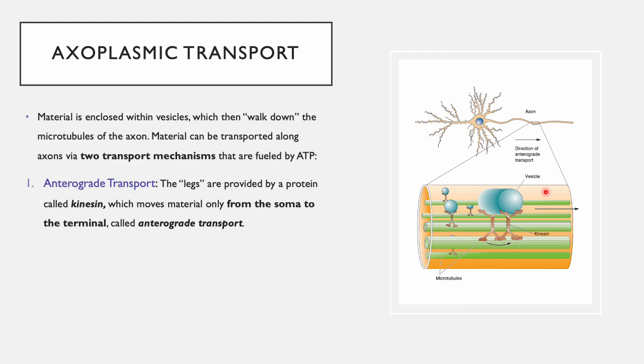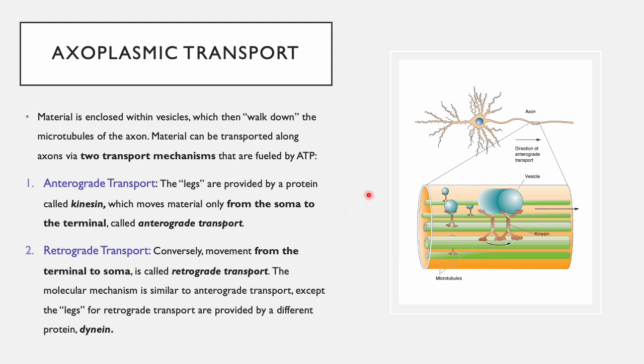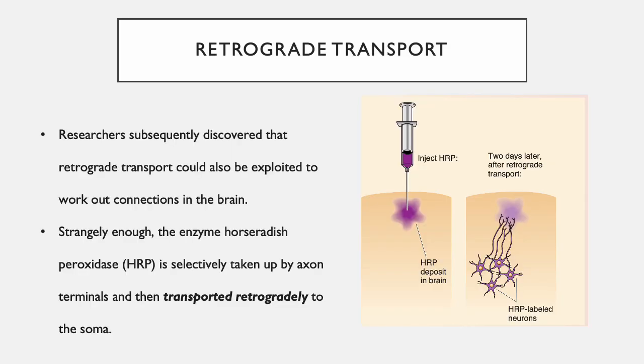So let's give an example here. Perhaps the synaptic vesicle is carrying the neurotransmitter dopamine. Kinesin will help transport dopamine from the soma of the neuron to the axon terminal. This is called anterograde transport. Conversely, retrograde transport means that information or neurotransmitters are being transported from the axon terminal back up to the soma or cell body. And so in this case, for retrograde transport, there's a protein called dynein that helps carry proteins retrogradely. Retrograde transport has been thoroughly studied in research.